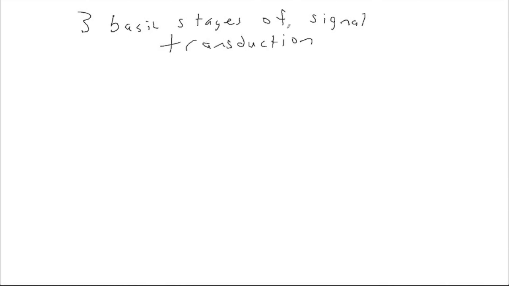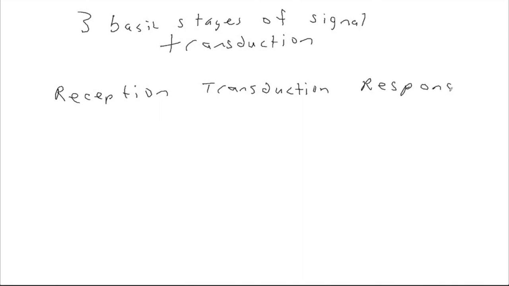So we go over first the 3 basic stages of signal transduction. The first stage is, do you happen to remember these? Reception, transduction, and response. So reception is when the signal is received by the cell. Transduction is transmitting the signal, and then the response is how the cell is going to respond to that signal. Okay, good.